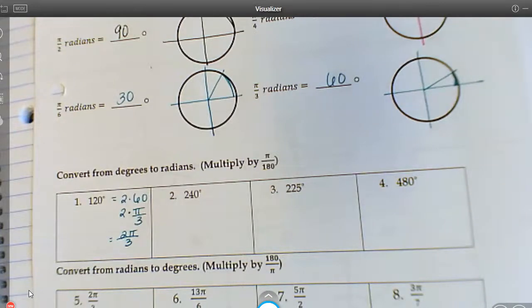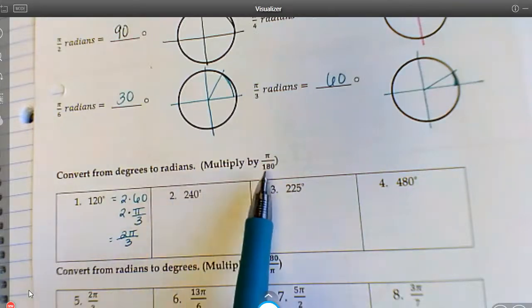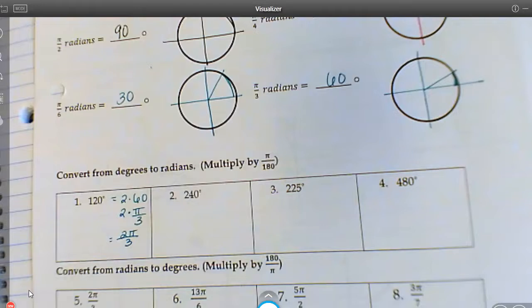If you know it's a multiple of something else, then you can figure out how many of that you need and then put it together to change it to radians. I really like it that way, especially if you have to do it fast. I'll come back in a minute and show you what this means by multiply by pi over 180. But let's just do it this way first.